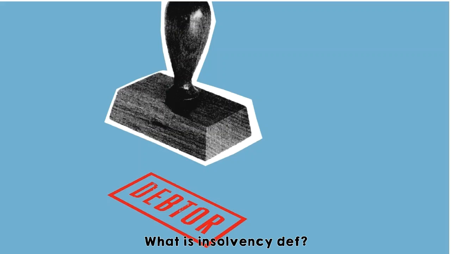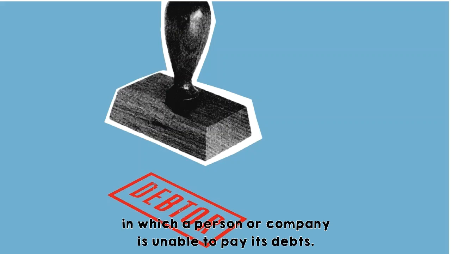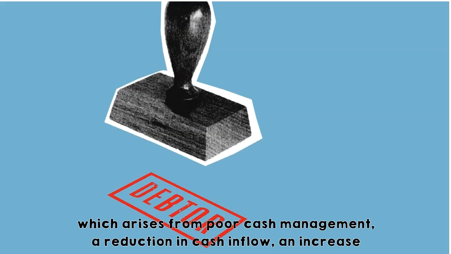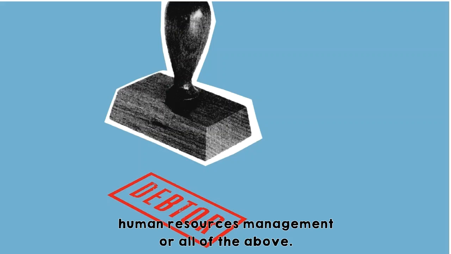What is Insolvency Def? The insolvency definition, Insolvency Def, is a state of financial distress in which a person or company is unable to pay its debts. The definition of insolvency can be displayed in an insolvent person or the insolvent debtor company, which arises from poor cash management, a reduction in cash inflow, an increase in expenses, inadequate accounting controls and reporting, a lack of proper human resources management, or all of the above.